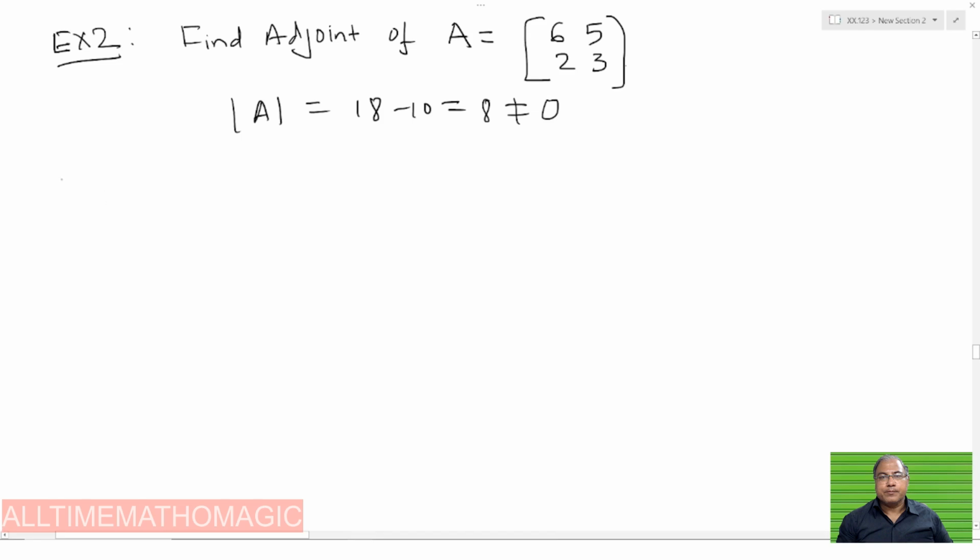Now, first of all, we find out the cofactors. Cofactor A11 is nothing but minus 1 raised to 1 plus 1, and here is the element 1 1. So you just delete row number 1 and column number 1. What is left? 3. So that is minus 1 squared into 3 equals plus 1 into 3 equals 3.